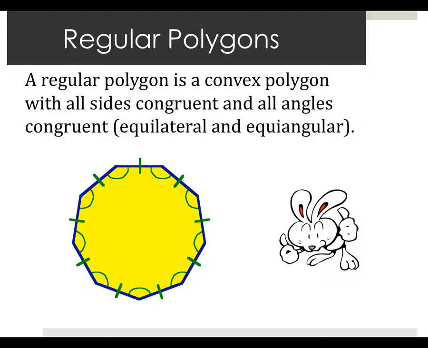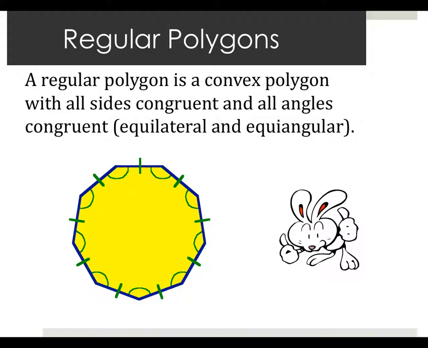Right, break it down. Equa means equal, lateral means side. All the sides are equal. Following that, what would equiangular mean? All the angles are equal. If it's both equilateral and equiangular, like it says up there, it's something we call a regular polygon.